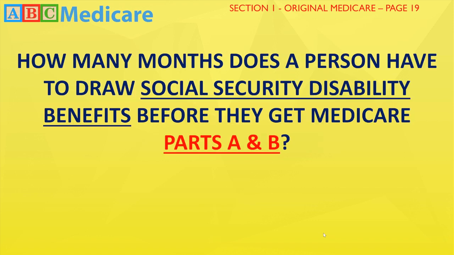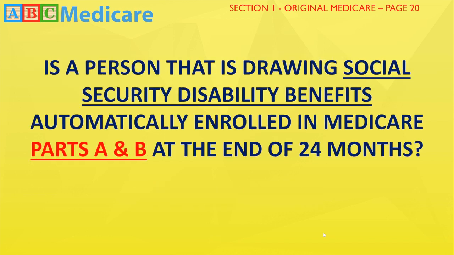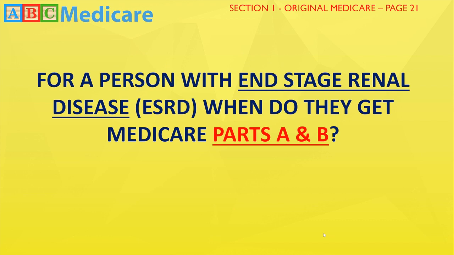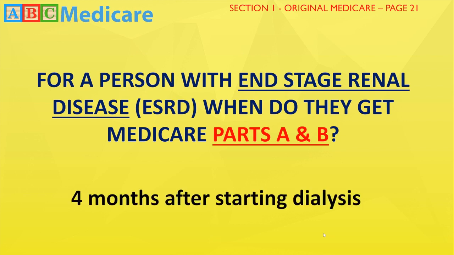How many months does a person have to draw Social Security disability benefits before they can get Medicare Parts A and B? What's the answer? We already covered that. It is 24 months. Is a person that is drawing Social Security disability benefits automatically enrolled in Medicare Parts A and B at the end of 24 months, or do they have to actively enroll? The fact is they're automatically enrolled. For a person with end-stage renal disease, ESRD, when do they qualify for Medicare Parts A and B? We already covered that. That is 4 months after starting dialysis.